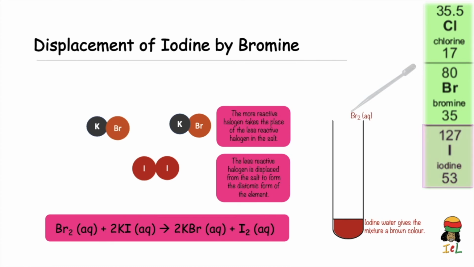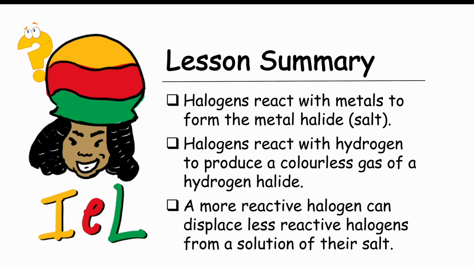Finally, iodine, being the least reactive of the 3 halogens, will not be able to displace the other 2 from solutions of their salts. The lesson summary points are as follows. Halogens react with metals to form the metal halide, which is a salt. Halogens react with hydrogen to produce a colorless gas of a hydrogen halide. A more reactive halogen can displace less reactive halogens from a solution of their salt.